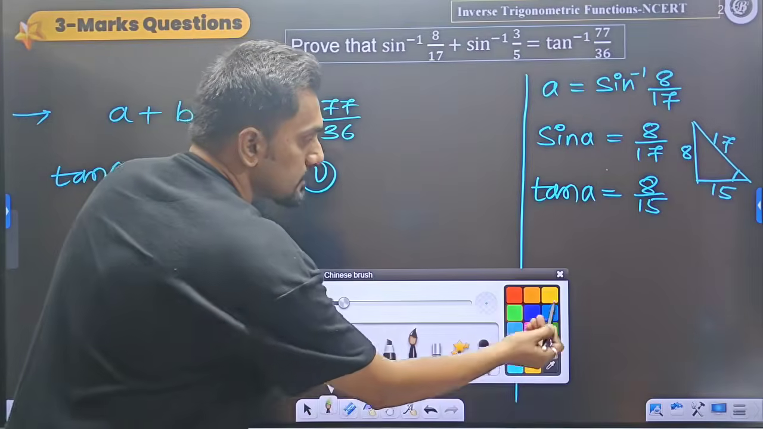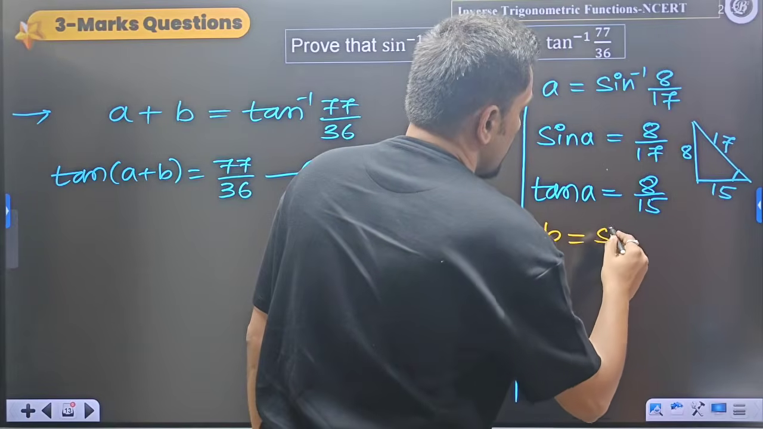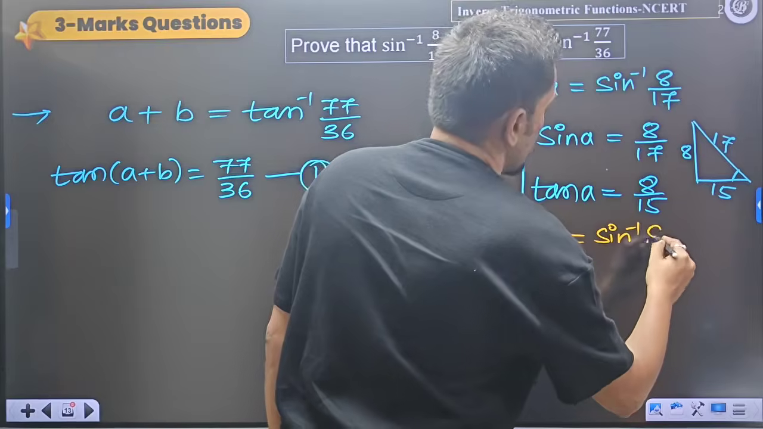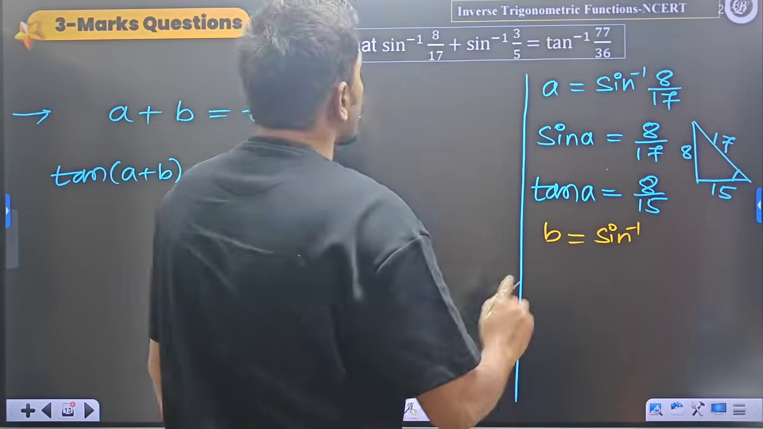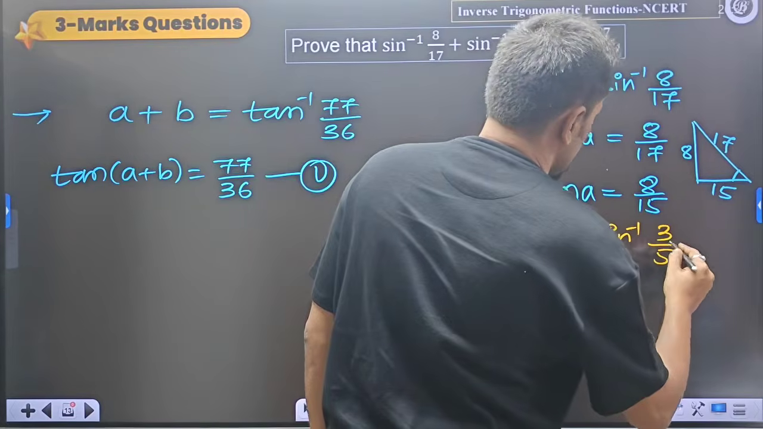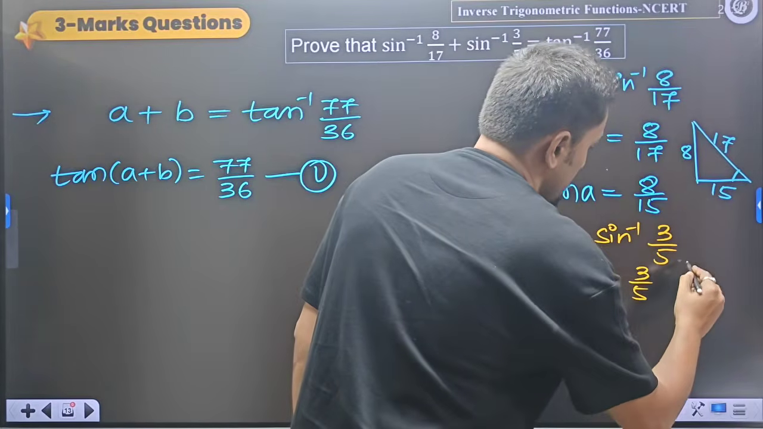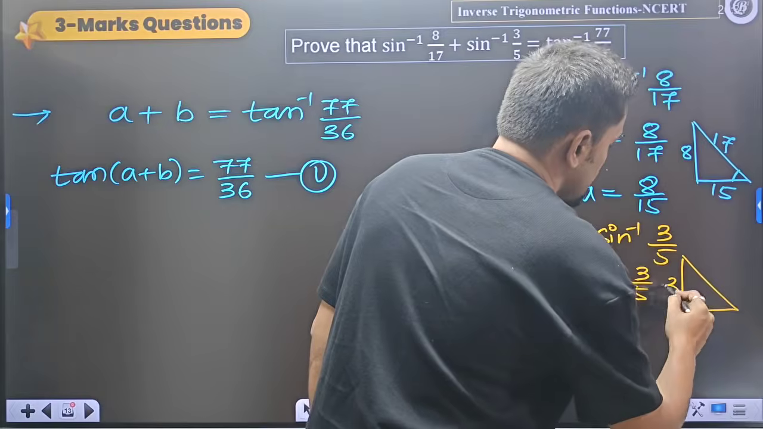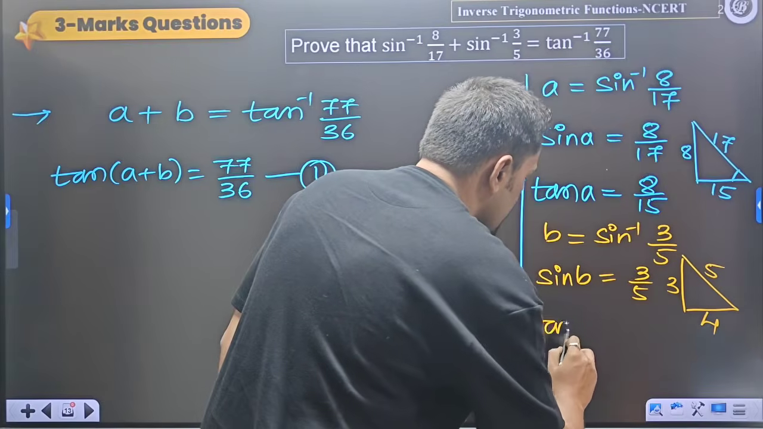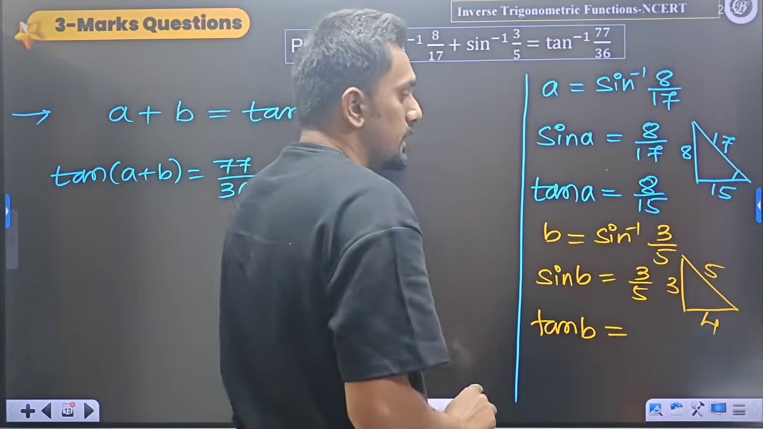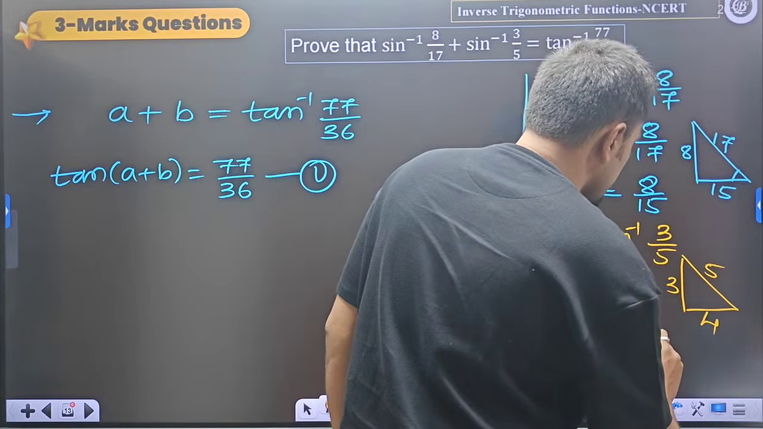The next, b equals sine inverse of 3 by 5. Then sine b equals 3 by 5. If you draw the triangle, this will become 3, this will become 5, and obviously this will be 4. So tan b equals opposite by adjacent, 3 by 4.